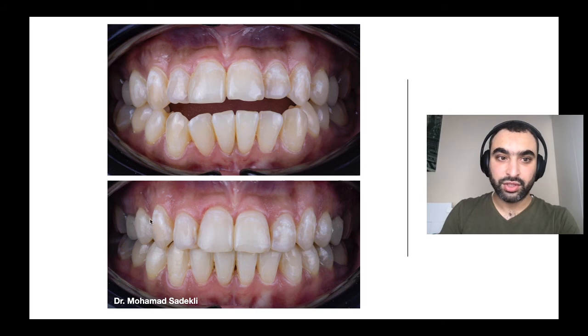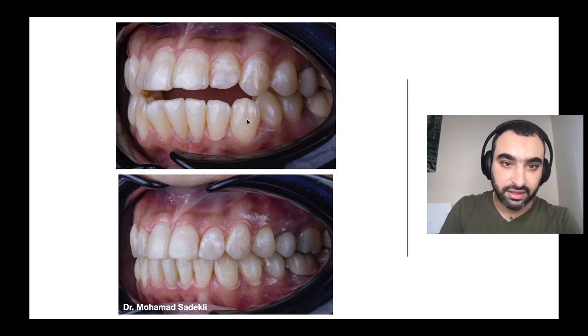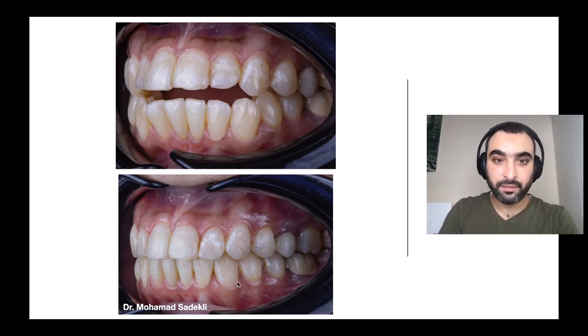Class 1, good occlusion. I fixed the crossbite here. Now the premolar is good with the lower. On the left side, it was almost a 90-degree rotated canine. Everything is fine. When you fix the rotation and the crowding, you have good occlusion with the upper, and you can reach this kind of occlusion.